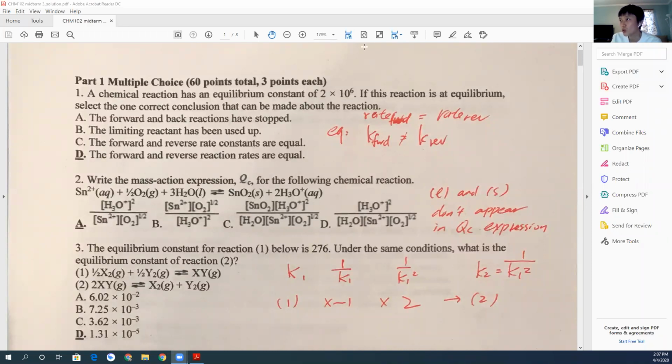Again, we don't want any solid or pure liquid phase in the expression. So water and this solid should not appear in the final expression. So the answer should be A. The exponents are the corresponding coefficients in front of each substance.